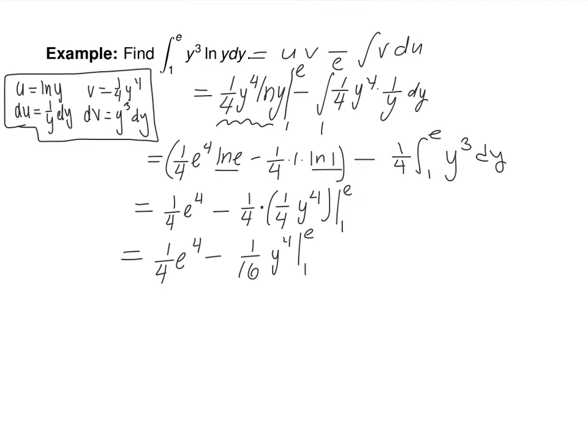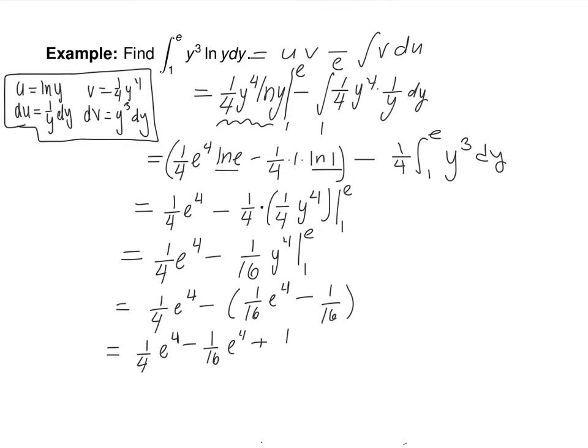And that negative sign's a bit tricky here, so just be careful. We'll have 1/4 e to the 4th minus 1/16 e to the 4th minus 1/16. Notice how when I plug in e and 1 into my 1/16 y to the 4th, I put parentheses around those two terms. That negative will distribute. And we have 1/4 e to the 4th minus 1/16 e to the 4th plus 1/16.